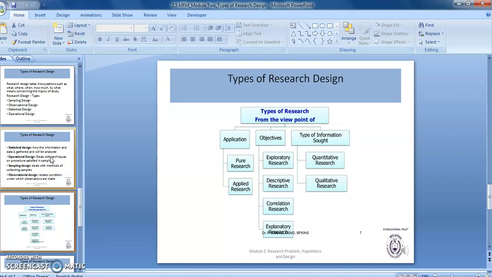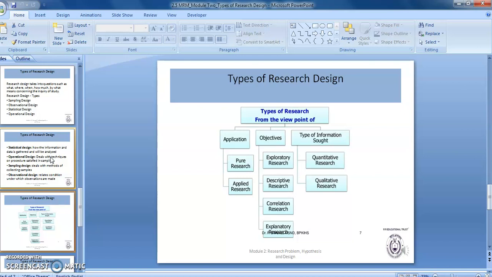Then comes the correlation research. Correlation research is something where you have an idea of the relationship already. For instance, hard work leads to success. There is a definite, well-established relationship. Customer satisfaction leads to profitability of a company. It is a well-established relationship. So such type of a relationship that is already known, about which you have prior information, that is called a correlation research. Then comes explanatory research.